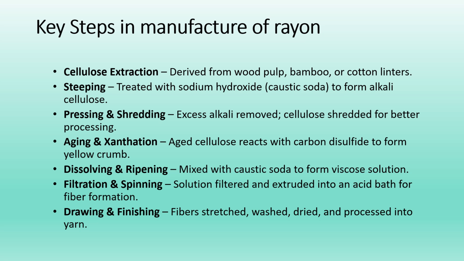Steeping. The extracted cellulose is soaked in sodium hydroxide, also called caustic soda. This treatment swells the fibers and makes them more reactive for further chemical processing. The resulting material is called alkali cellulose, which is essential for forming rayon fibers.